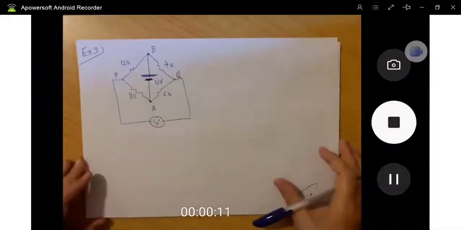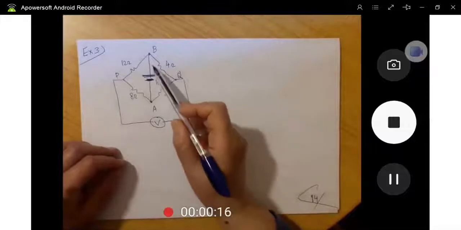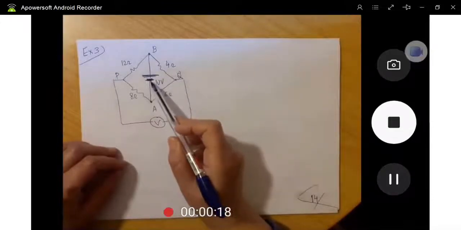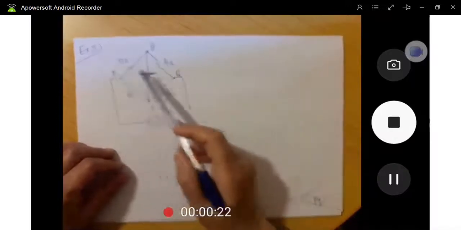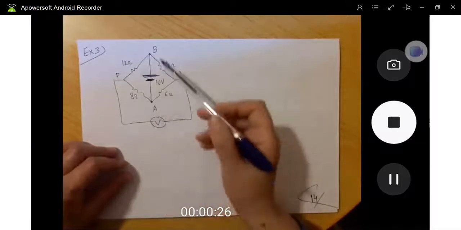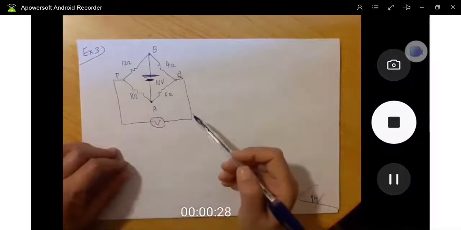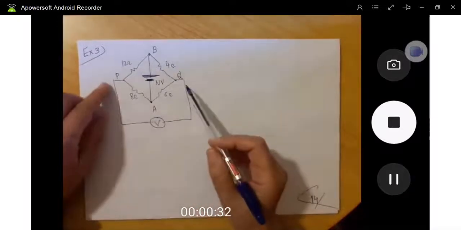Another example, very simple also. We have a 10 volt battery. This is the positive terminal, this is the negative. Here we have four resistances, as you can see: 12 ohm, 4 ohms, 8 ohms, and 6 ohms. They're existing between these points, and we want to find the reading of a voltmeter inserted between P and Q.